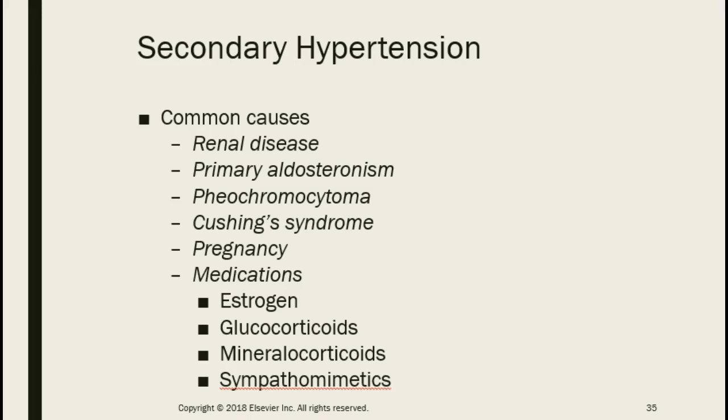Common causes of secondary hypertension are renal disease, primary aldosteronism, pheochromocytoma, which is a really long, complicated, tongue-twisting word that is a tumor on the adrenal gland. Cushing's syndrome can lead to it, pregnancy, and then medications such as estrogen, glucocorticoids, mineralocorticoids, and sympathomimetics. So sympathomimetics include things like ephedrine, amphetamines, and cocaine. All of these can contribute to secondary hypertension.